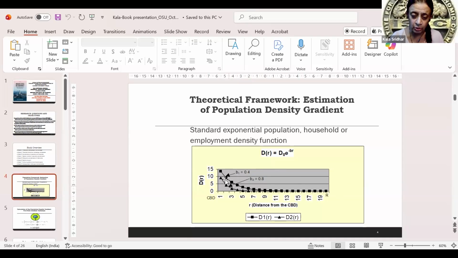So the graph here shows the density function of two different cities, city 1 and city 2. B1 is the population density gradient of city 1. B2 is the population density gradient of city 2. And you find that city 1 is a lot more suburbanized than city 2, because it has a lower value of the density gradient when compared with city 2, which has a value of 0.8.